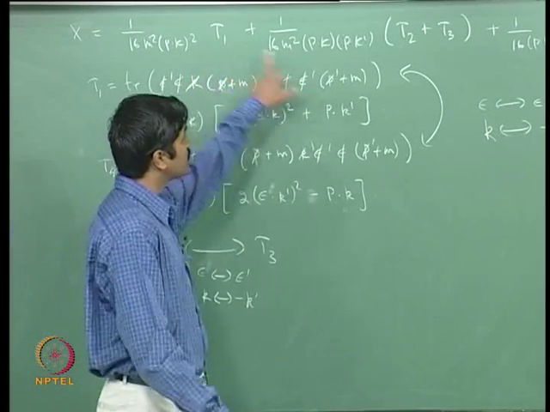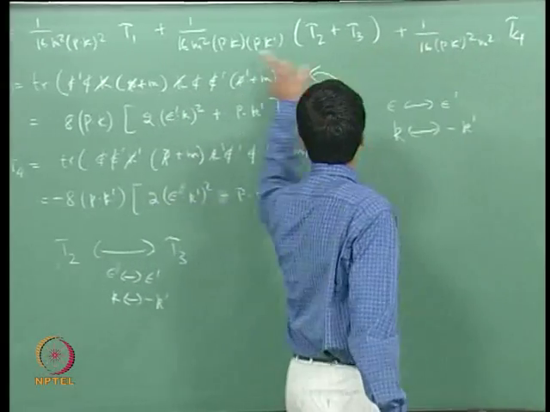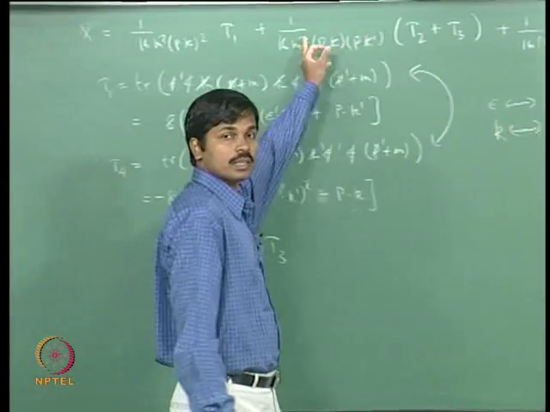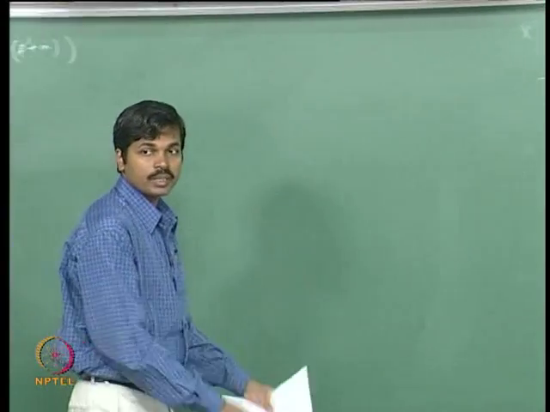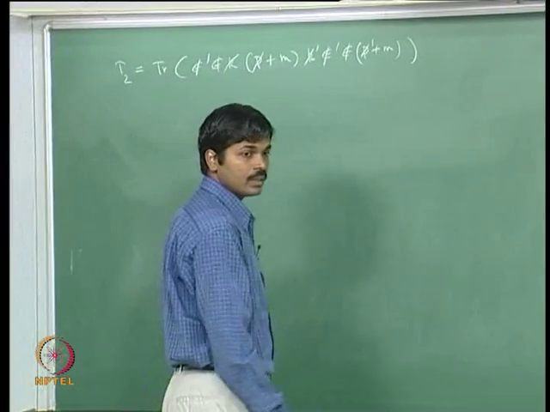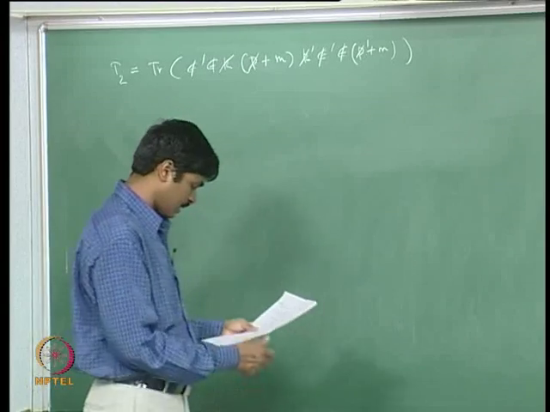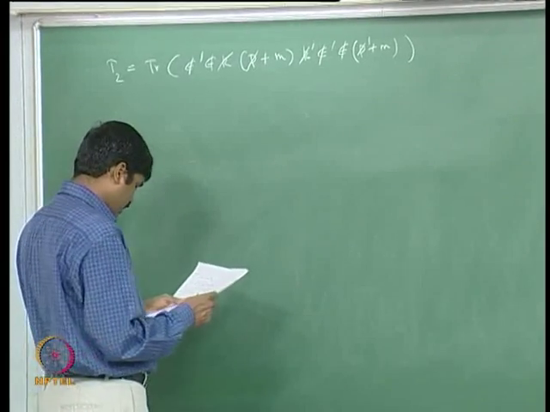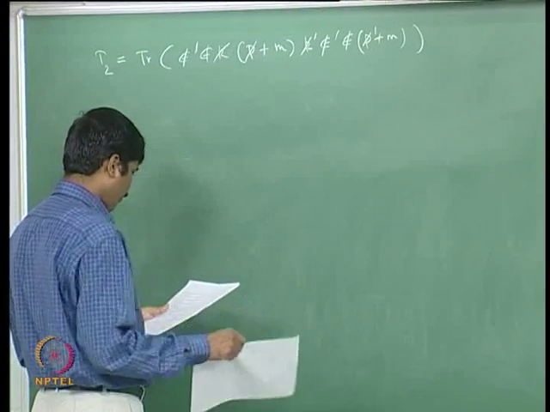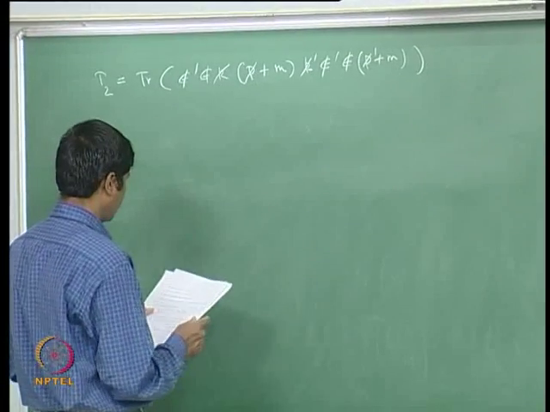Finally, we will put all these values for T1, T2, T3, T4 in this expression, and we will put x in the expression for the differential scattering cross section. Finally, we will get the differential scattering cross sections. So, let's try to do this trace.